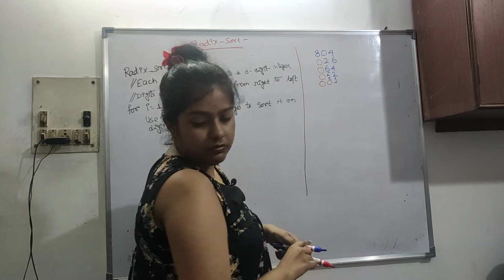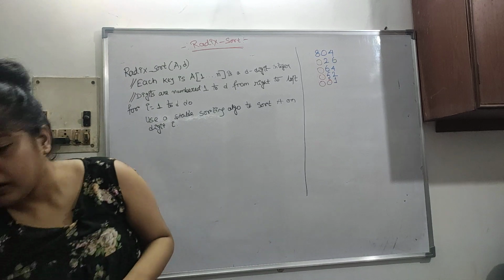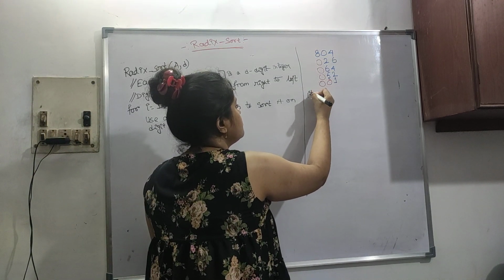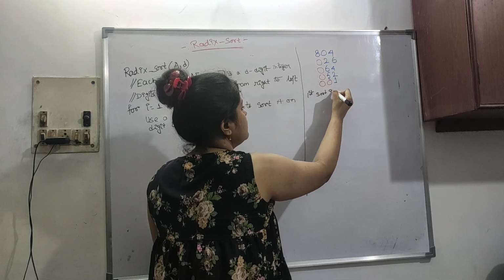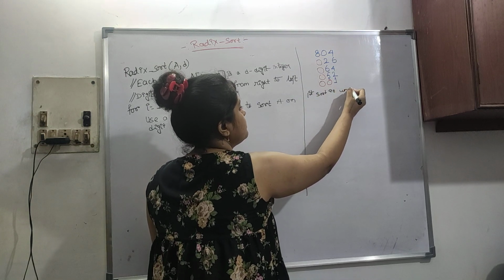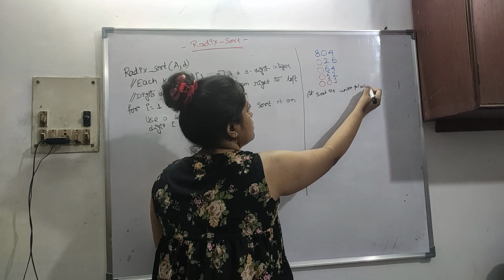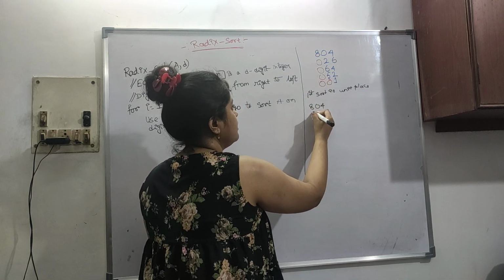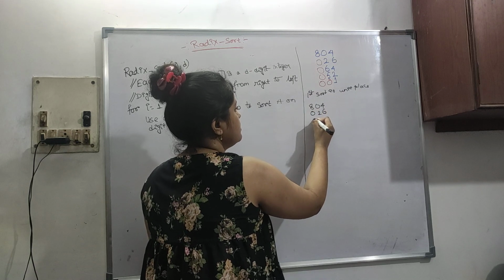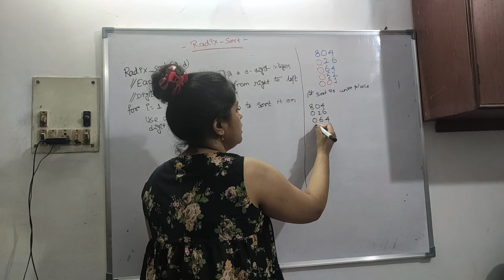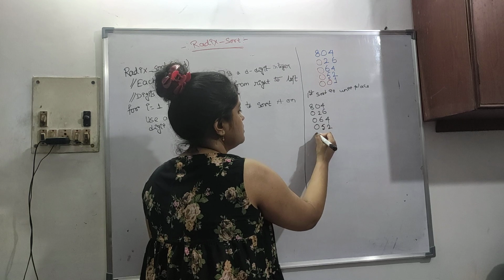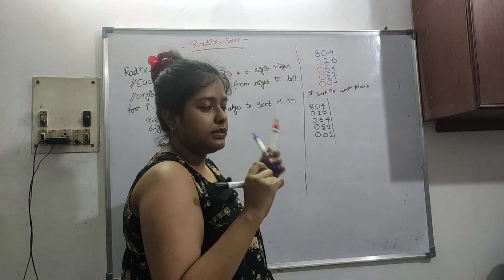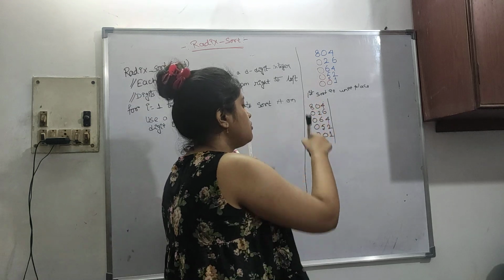Now we have to sort it. First, sort by units place. I'm just copying the numbers from here: 0 2 6, 0 6 4, 0 5 2, 0 0 1. Units place means the first place, the rightmost digit. We have to sort them by it.